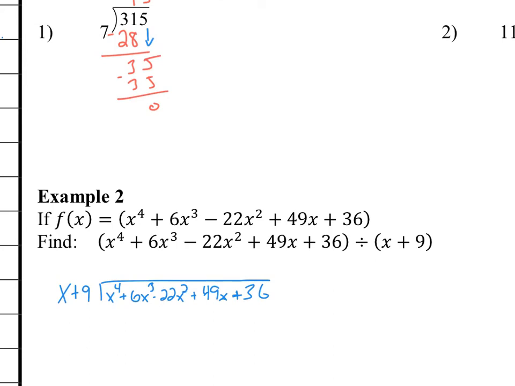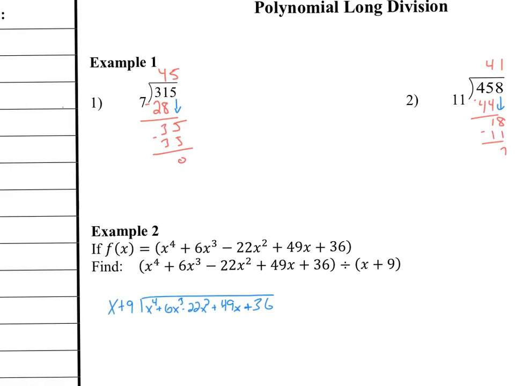All right, so we're asking ourselves, does x plus 9 go into the x to the 4th? And it does, right? We can multiply the x. So the idea here is the same as before. Before we were saying, does 7 multiply to something that we can subtract from 31? So we are going to do the same multiplication piece again. We're going to say, how can I make x become an x to the 4th? Well, that's pretty simple. I'm going to multiply by x to the 3rd.